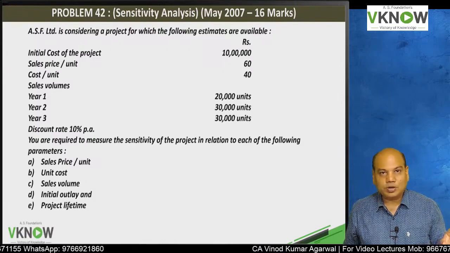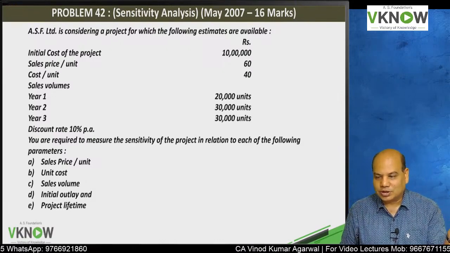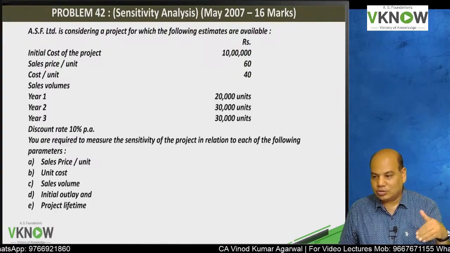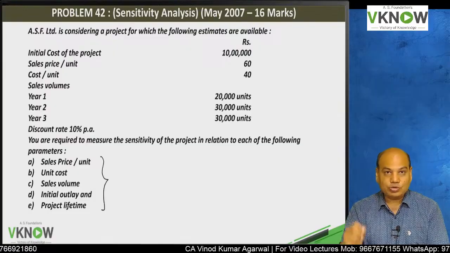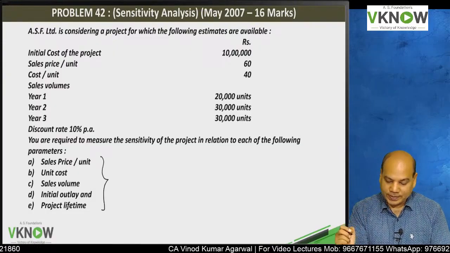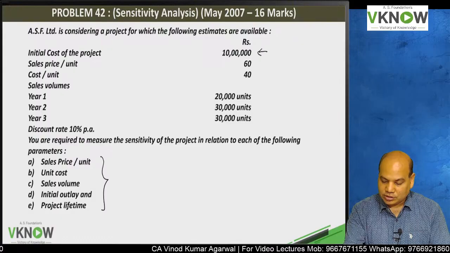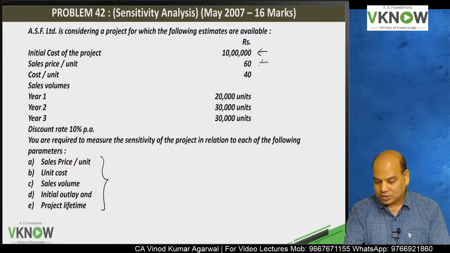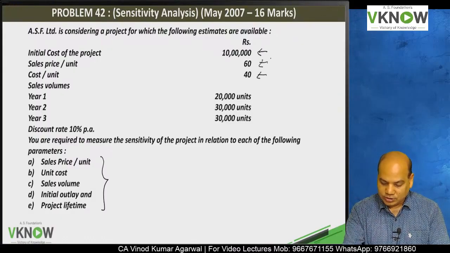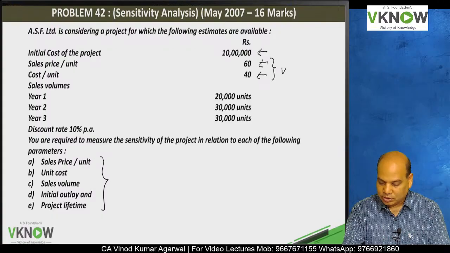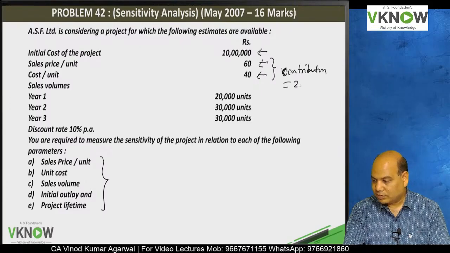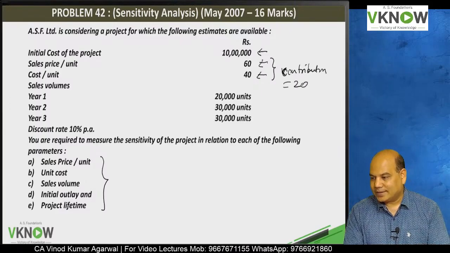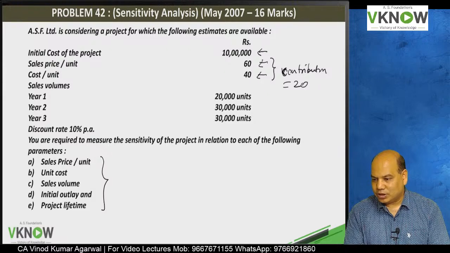So in the previous problem they had done the cash flow calculation and given to you. Now this time you have to do it. That's the difference. And there are more variables to be tested this time. Your initial project cost is 10 lakh, selling price 60, cost is 40. So can I say contribution? You can write contribution will be 20. 60 minus 40, contribution is 20.